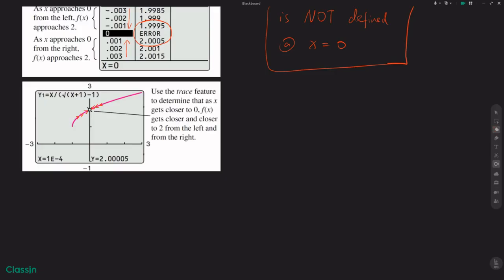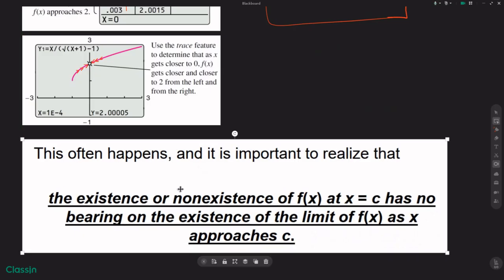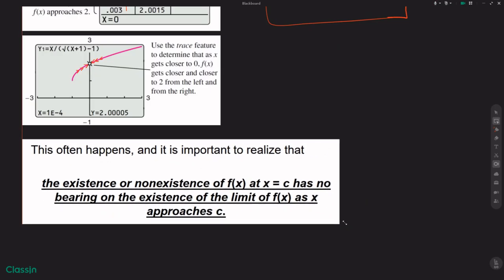And that will be the most important takeaway from this lesson. Okay. All right, so I'll read it aloud to you. The existence or non-existence of f of x at x equal to c, where c is just an actual number, like x equal to 0 in the second example, x equal to 1 in the first example, has no bearing on the existence of the limit of f of x as x approaches c.